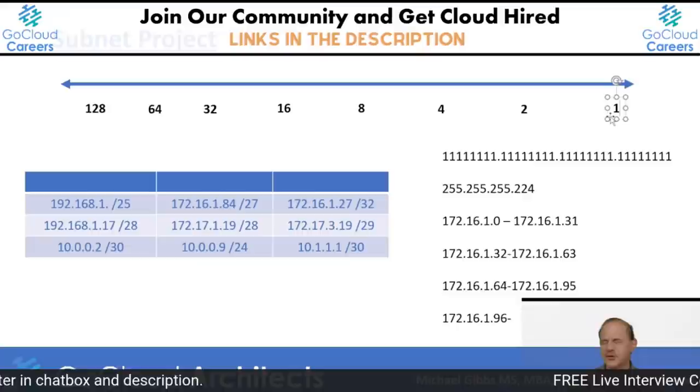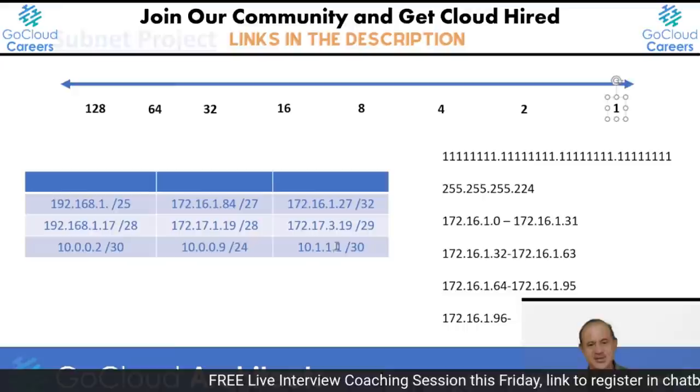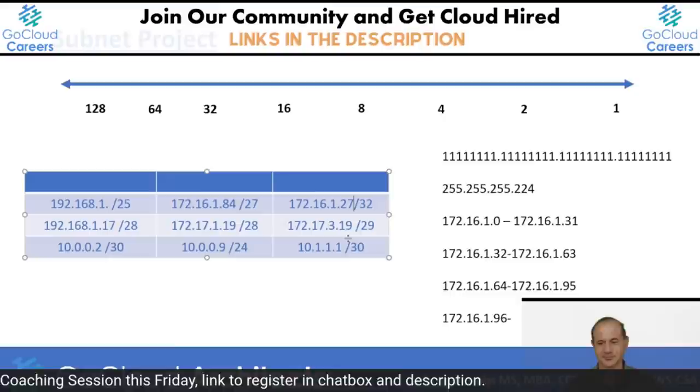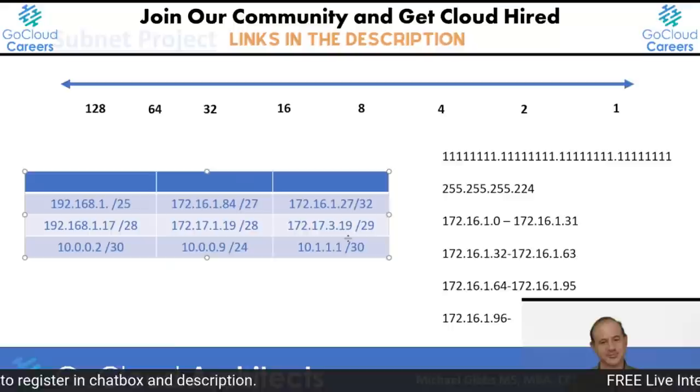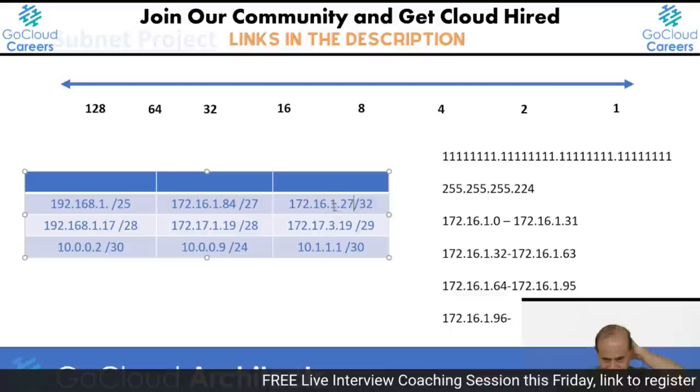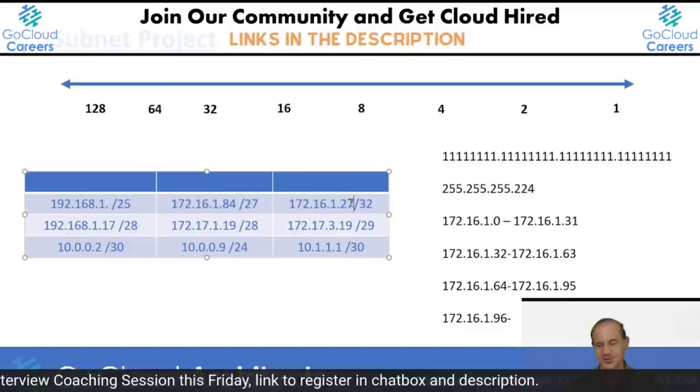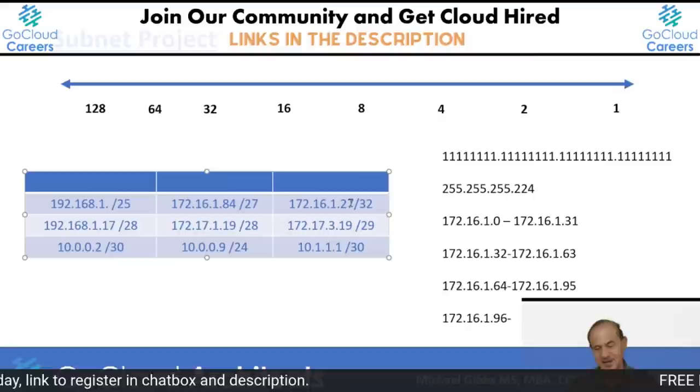So each one of these devices, each slash 32, is its own subnet. So it's kind of a trick question there. If they're exactly each one, we could have a subnet 172.16.1.27/32. Our next subnet would be 172.16.1.28/32. Our next subnet would be 172.16.1.29/32 because it's a slash 32 host. See, the mask moves everything.